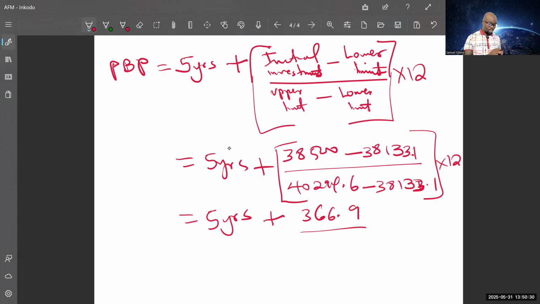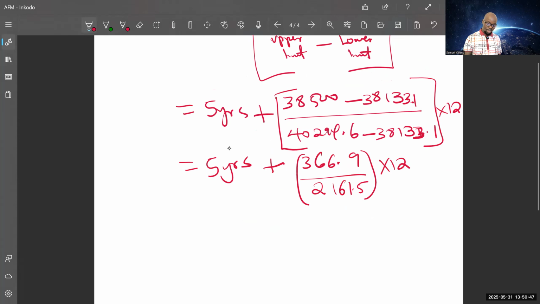Then I want to get the denominator, 40,294.6 minus 38,133.1. What am I getting? 2,161.5. Whatever we are going to get here, we multiply by 12 to get the fraction of the year there.